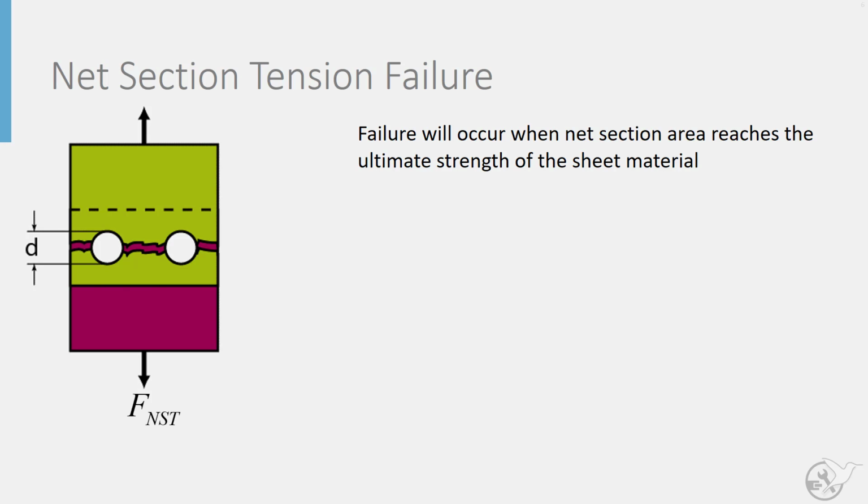Okay, now let's jump into developing our simplified models for failure modes. We will start with net section tension failure, which we saw as a failure that will occur when the stress in the net section, that is the smallest cross section of the plate, reaches the ultimate strength of the sheet material. We're using that plasticity assumption: the stress is uniform and equal to the ultimate strength. So we can define that force as the net section area times the tensile ultimate strength of the material.